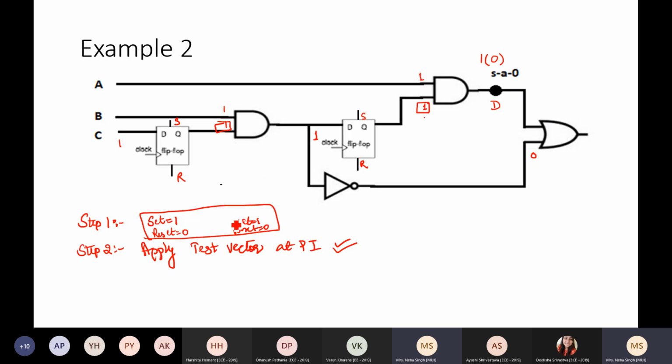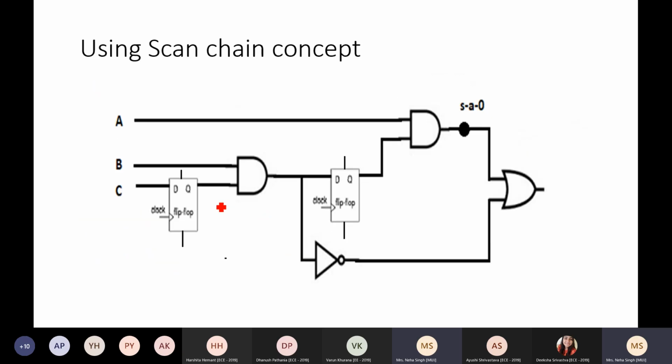So there are two flip flops, so 4 pins need to be set to put the values. So I have increased the number of pins. The more the number of pins, the more my area increases, because I have limited area for an IC. I cannot implement so many pins at the output. For each flip flop I cannot add 2 pins. So the solution was scan chain.